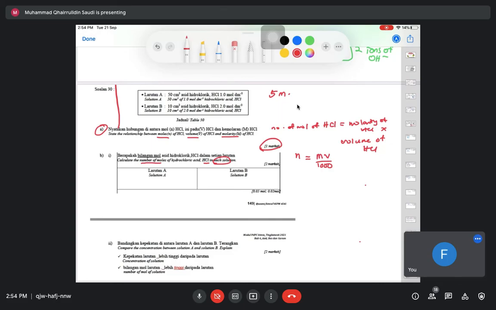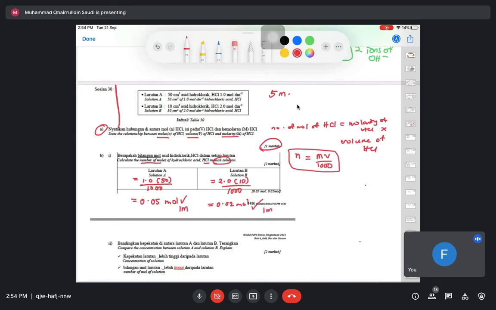So we will be using this formula. So number of mole for solution A is 1.0 times 50 divided by 1000, 0.05 mole, 1 mark. For B, 2.0 times 10 divided by 1000, 0.02 mole, another 1 mark.